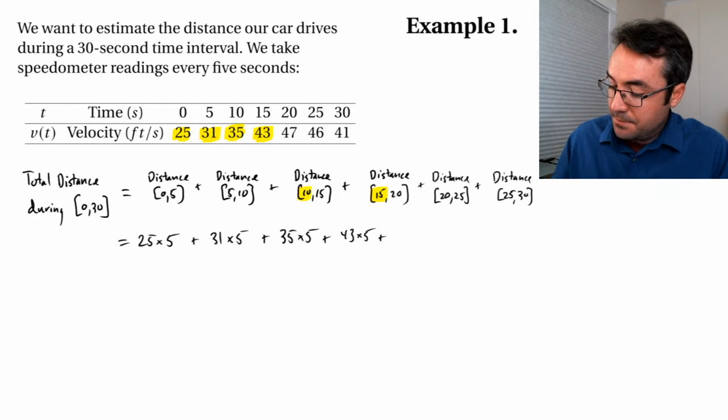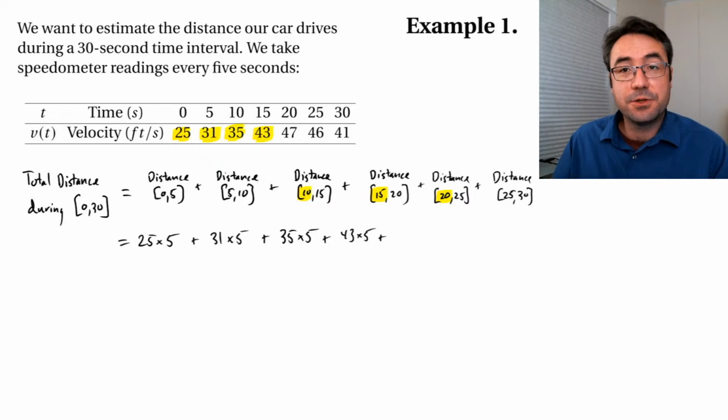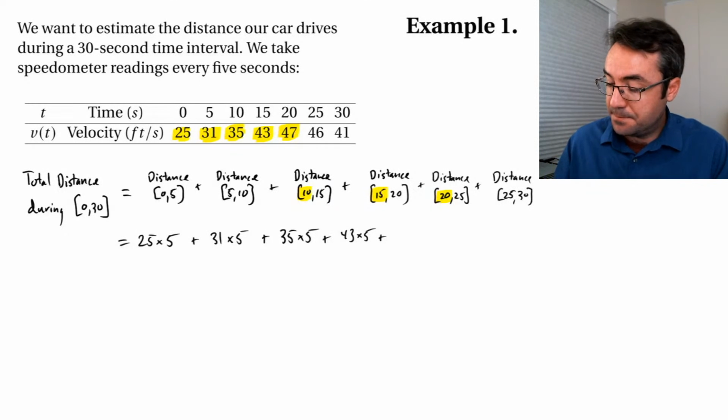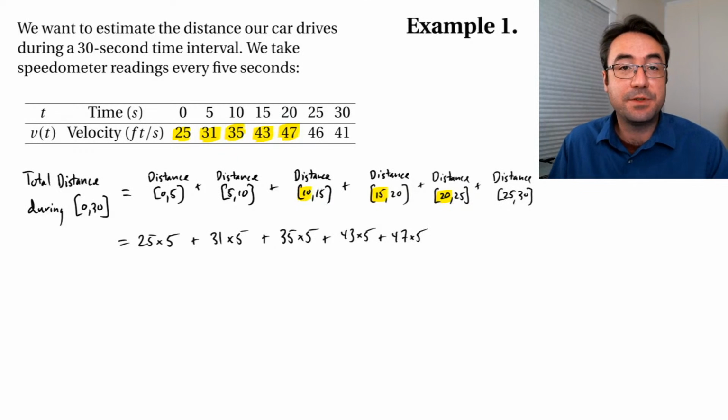Then we go to our next one. We're using the left endpoint, our initial velocity. So it's 20. Look up the velocity, it's 47. And we multiply by the amount of time, which is 5 seconds for that subinterval.